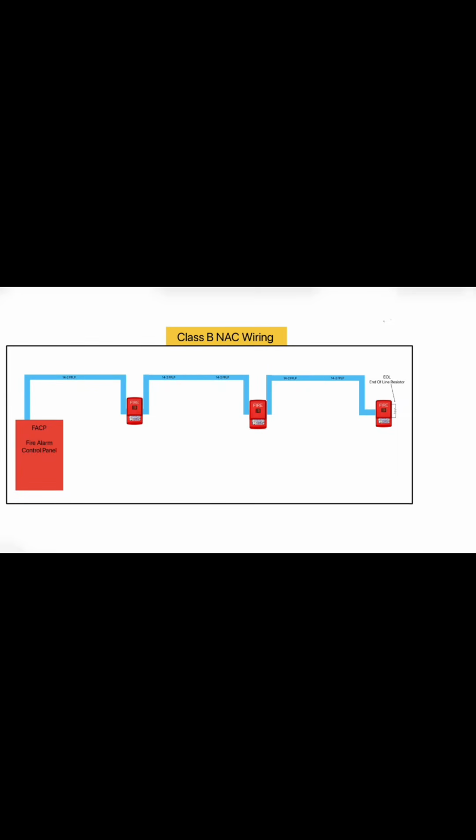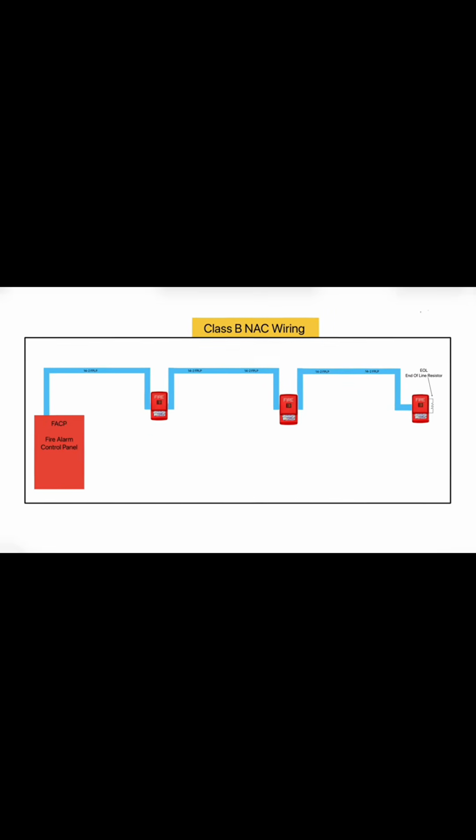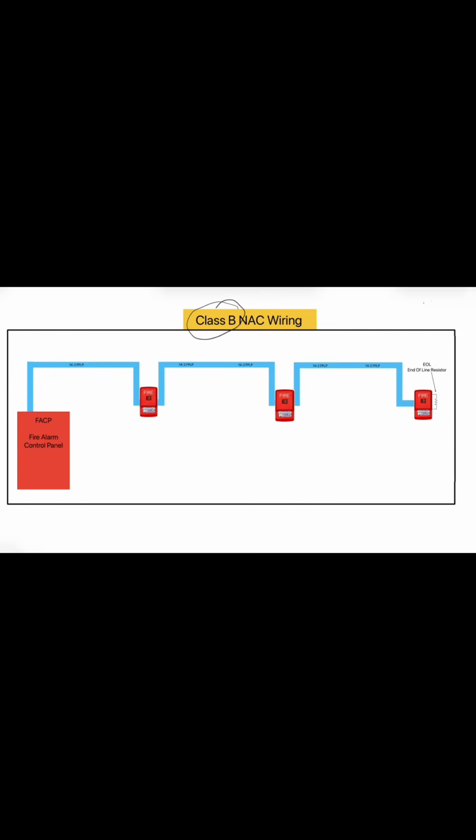Part 1. NAC wiring methods. First off, we'll talk about the two NAC wiring methods. The first is known as a Class B circuit. A Class B circuit uses an end-of-line resistor, also known as EOL for short.